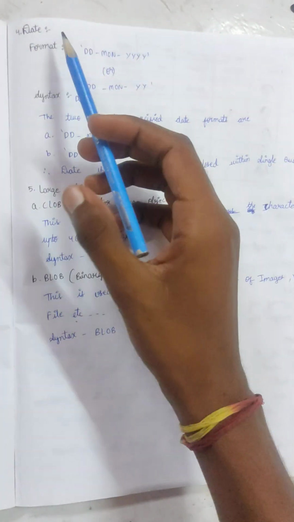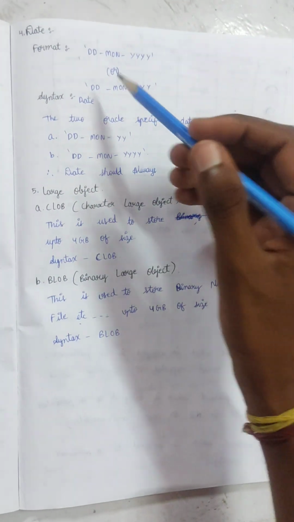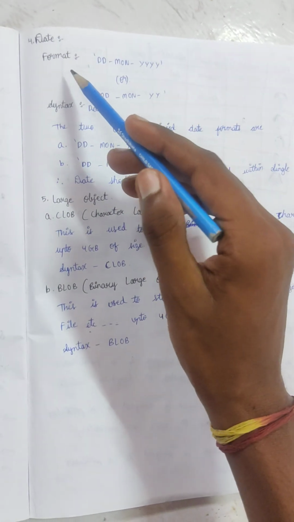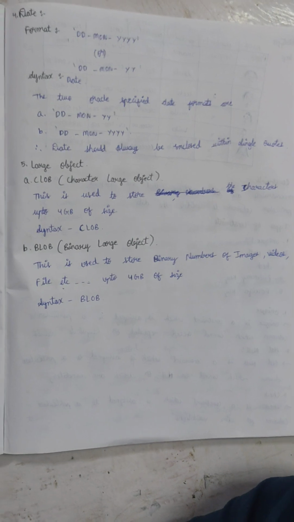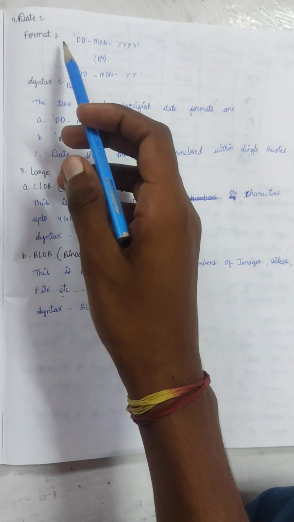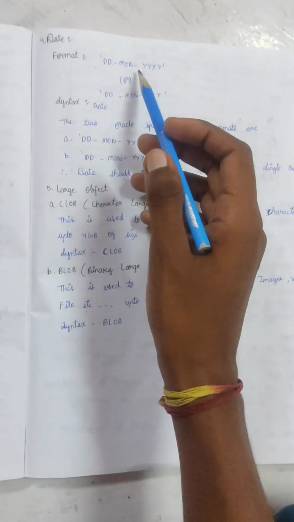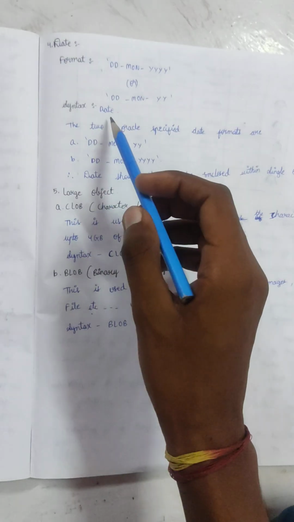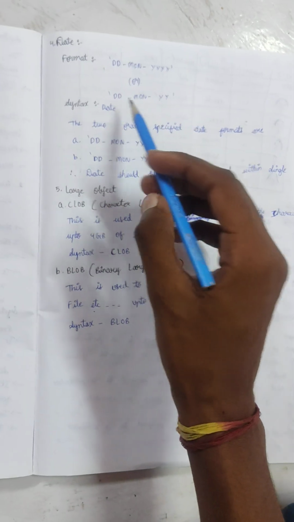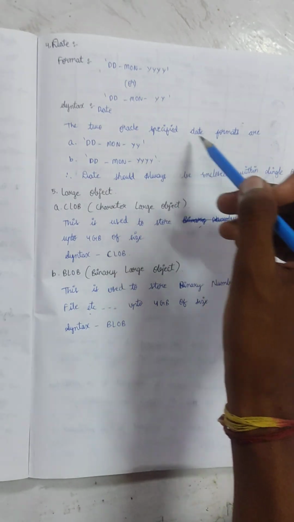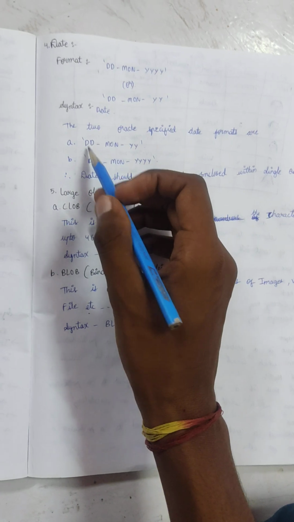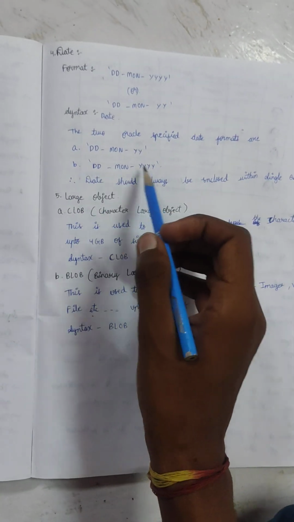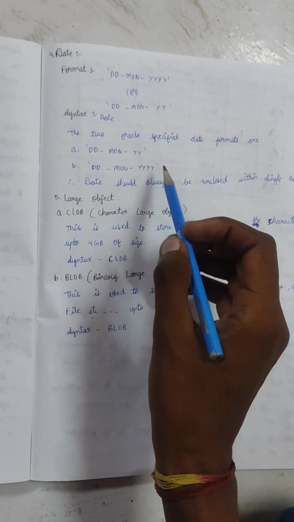Now again we are coming to date and large object data types. Date is a data type. Generally we write date, month and year enclosed within quotes. The syntax for date is DATE. The Oracle specified date formats are, as I mentioned, date, month and year. If we give date, month and year, the data should be enclosed within single quotes.